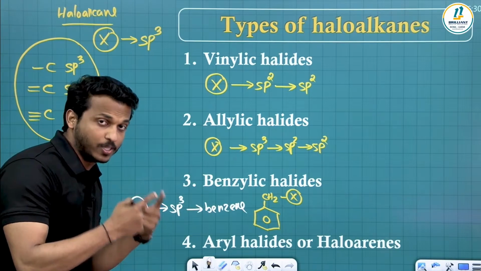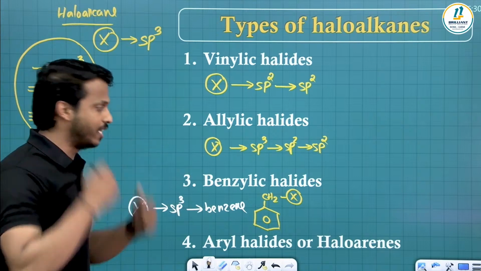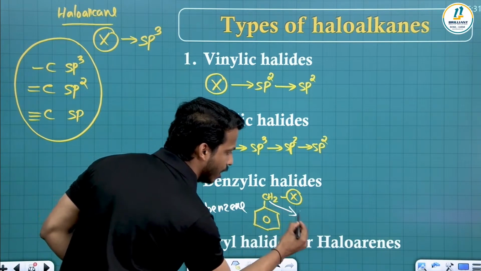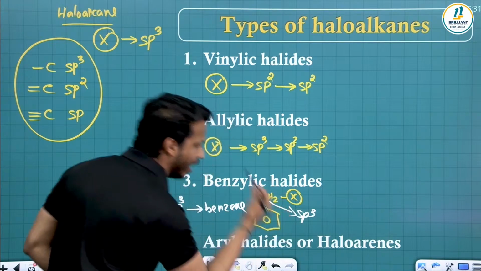Halogen connected to carbon sp3, then it's connected to benzene. See all of you, halogen connected. What is this carbon hybridization? Full single bonds, sp3, then a benzene ring.